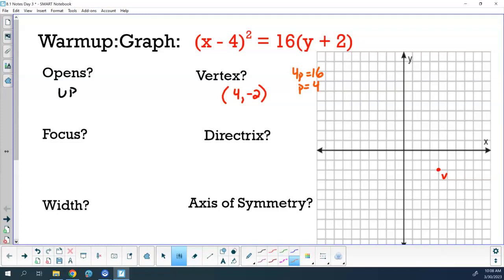So what are the coordinates of my focus? 4, 2. Up 4 from the vertex. What is the equation of my directrix? Y equals -6.